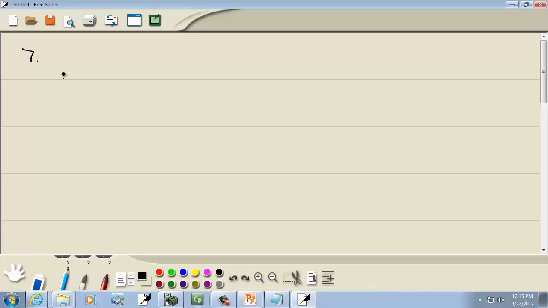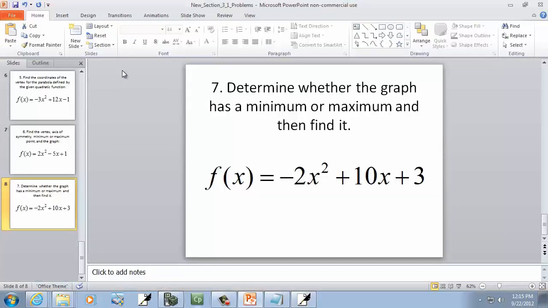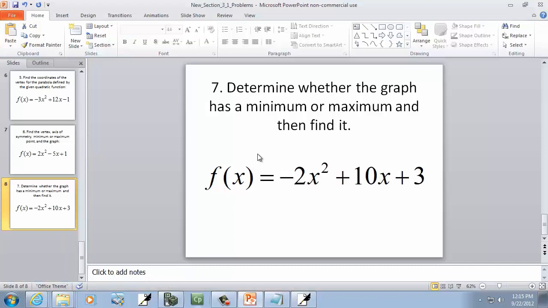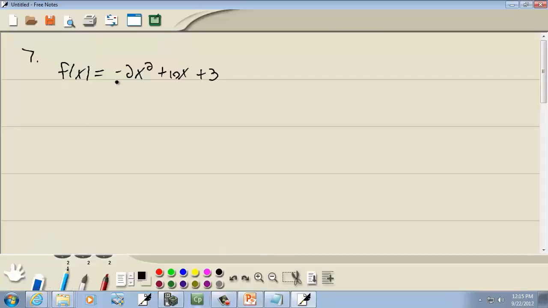7. We got f of x is equal to negative 2x squared plus 10x plus 3. And instructions here say determine whether the graph has a minimum or maximum, then find it. Well, remember, to find a minimum or maximum, you find our vertex, and the y part of our vertex is our minimum or maximum. Well, to begin with, a is the number that's before our x squared. Here, a is negative 2, which means the graph opens down. And since it opens down, that means we're going to have a max. So we know that part already.